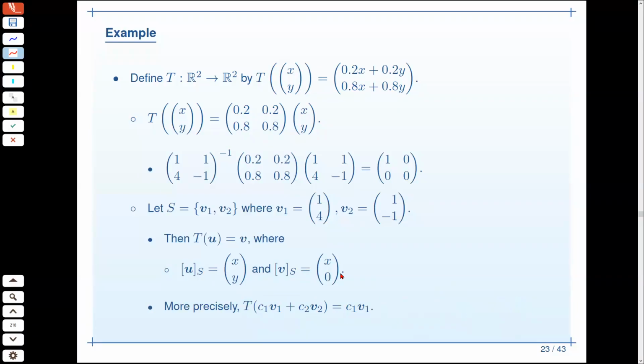More precisely, if the linear transformation is written in such a way, every vector in V can be written as c1v1 plus c2v2. So the image T(c1v1 + c2v2) will only give you c1v1. Now the computation can be much simpler. This is the idea of the change of basis, and this is also the idea of diagonalization. Diagonalization is indeed a change of basis to make the computation relatively easy.